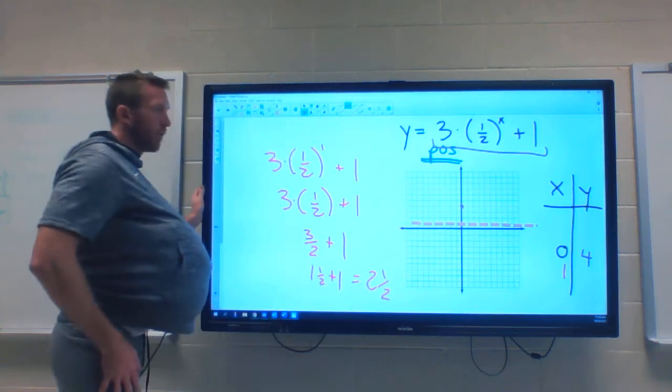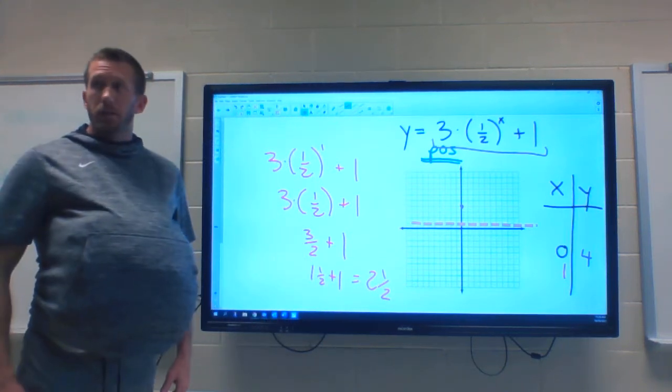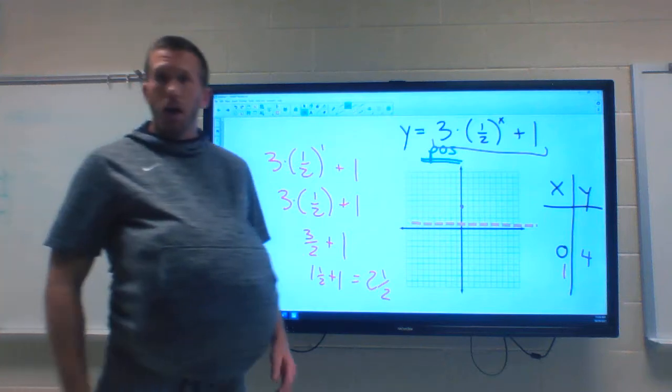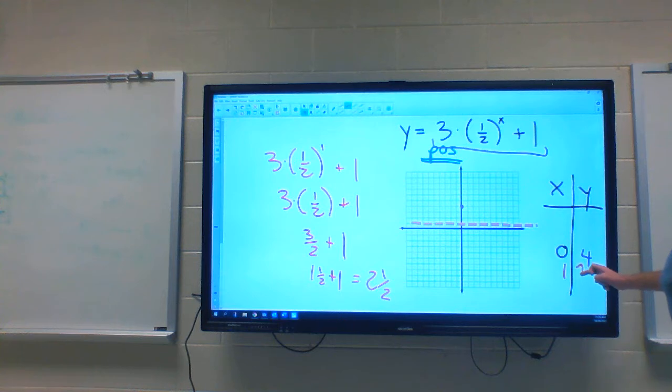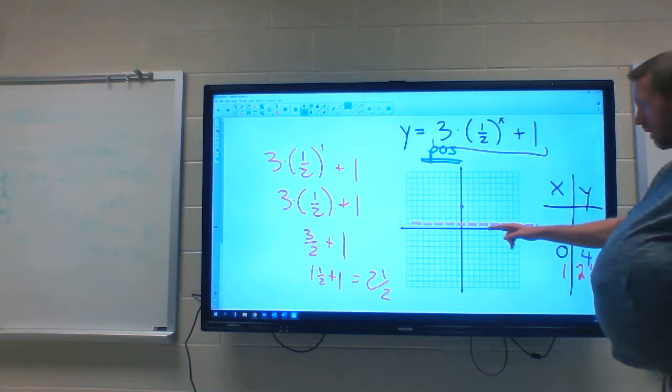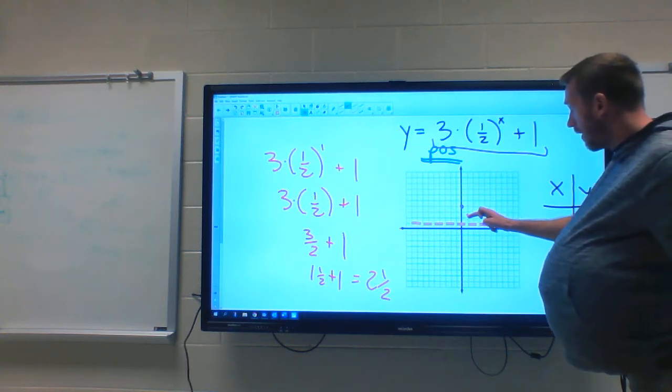And I know we said most of this year, let's not work with mixed numbers, but graphing is the one time where mixed numbers really does make sense. Okay? So I've got 2.5 is the next point. So 1, 2.5, right over there.